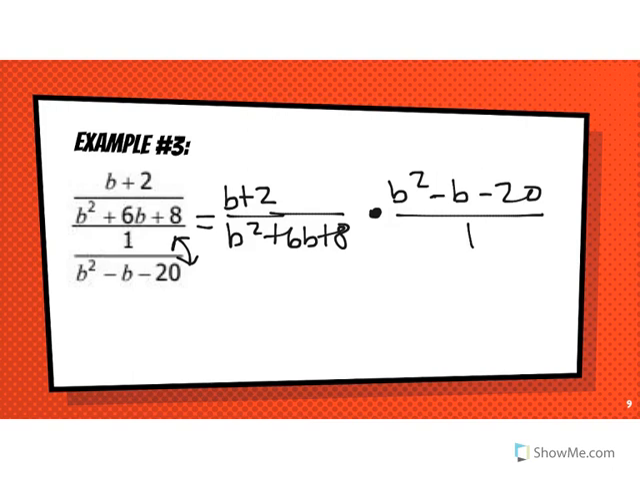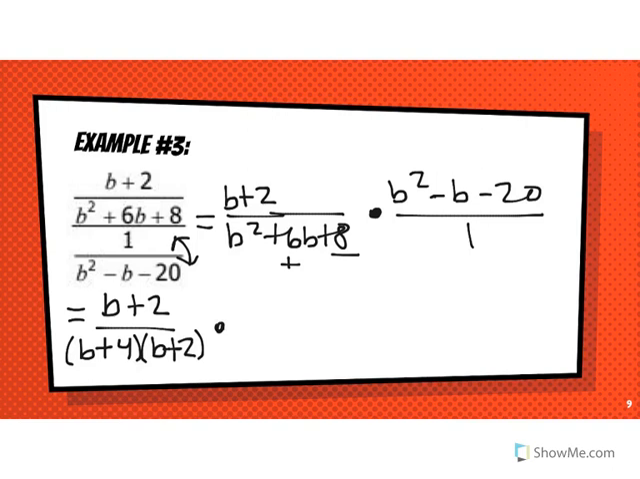Okay, so this one we actually do factor because we have a trinomial in the denominator and numerator. So I'm going to rewrite that numerator because I can't simplify that. But what multiplies to 8 but adds to 6? So we have 4 and 2. So I have a b plus 4 and a b plus 2.